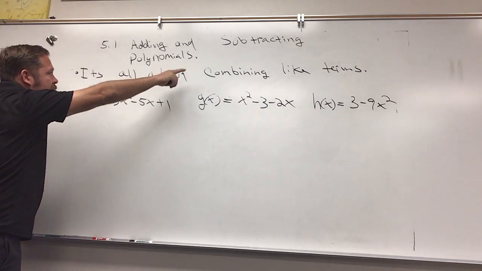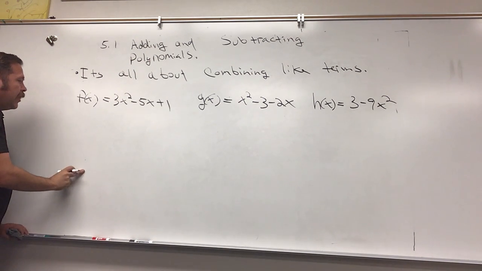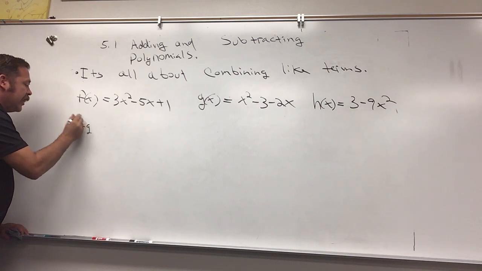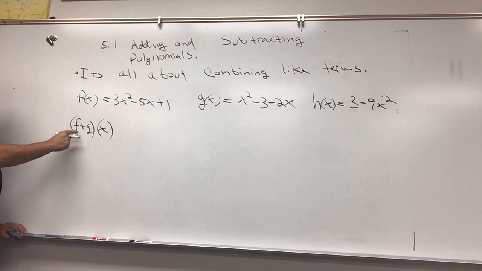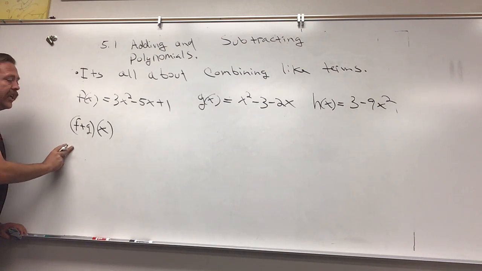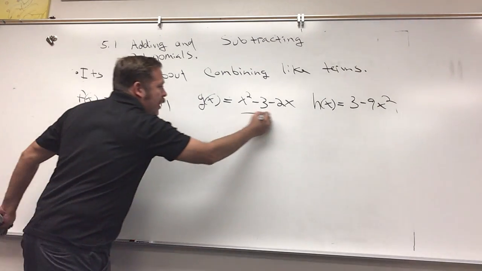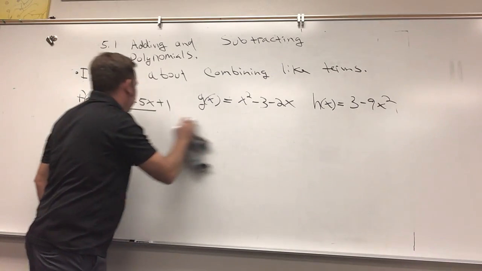When we're adding and subtracting polynomials, we combine like terms. So we're going to see some new notation here. We're going to see something that looks like this: (f + g)(x). Okay, so what this tells us is we're going to add functions f and g. It's a fancy way to say add this to that. That's all that is. So don't be scared of it. It's new, but it's pretty simple and straightforward.